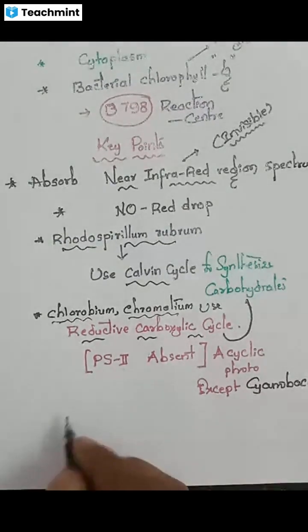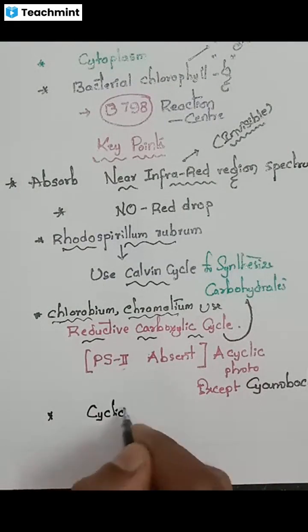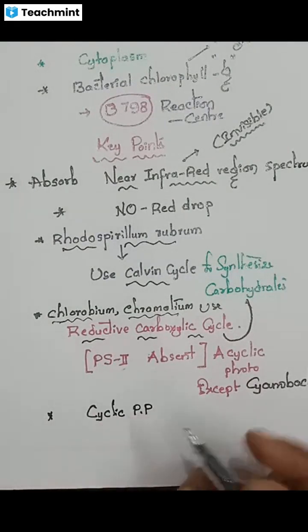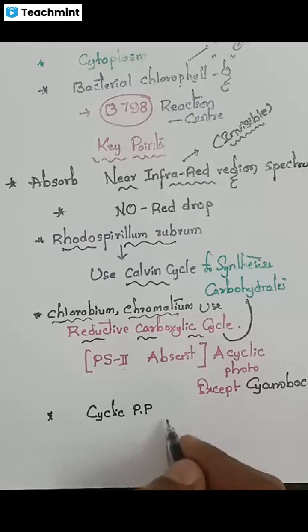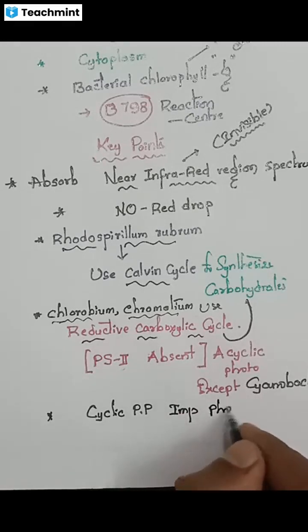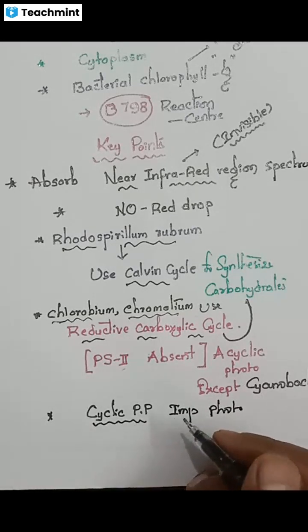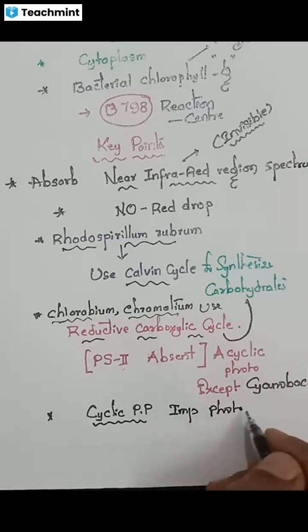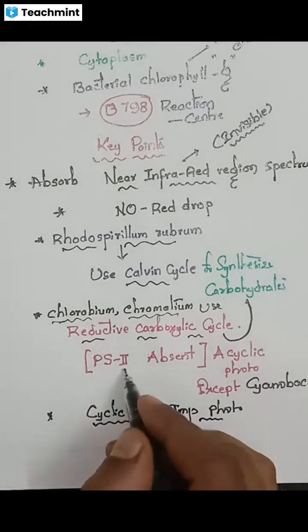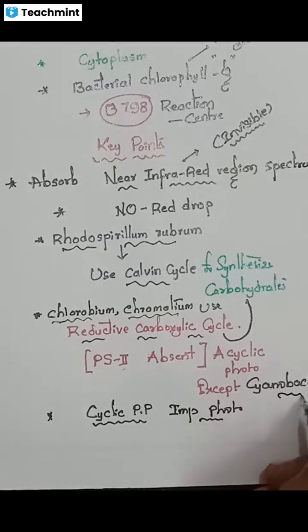So cyclic photophosphorylation is an important method of photophosphorylation, or photosynthesis, because PS2 is absent. So there is no acyclic photophosphorylation except in cyanobacteria.